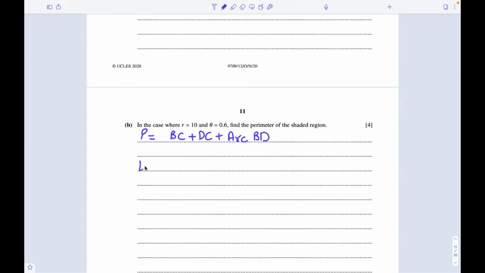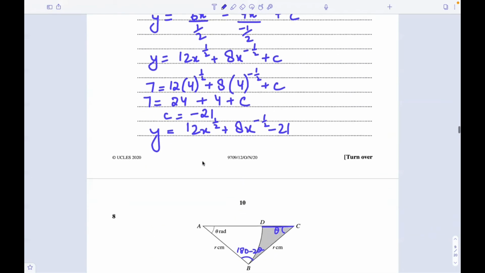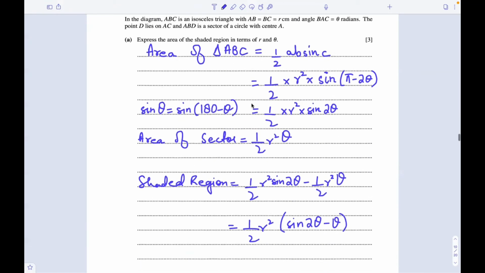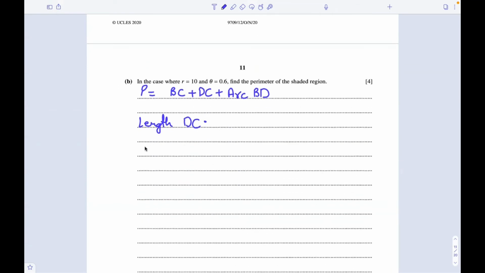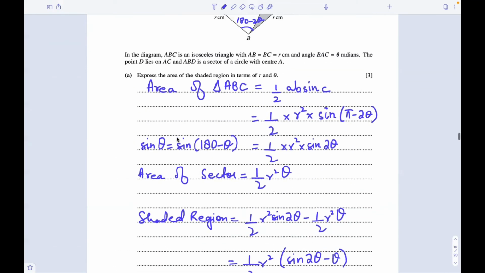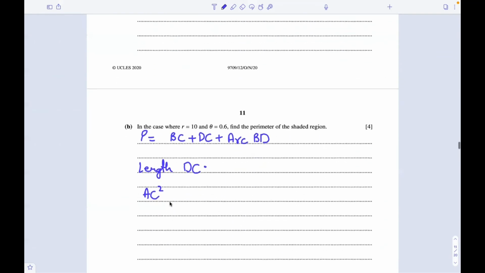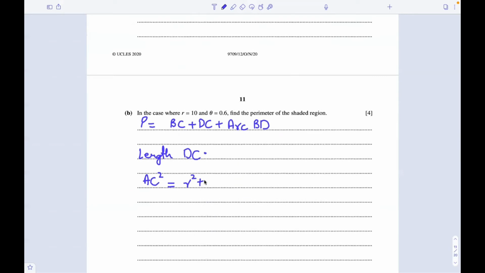Now to find the length of DC, if we find the total length of AC and subtract the length of AD, we will be able to find the length of DC. So the total length of AC we can find by using the cosine rule. So we can write AC square. Now as we have the two lengths and the angle between them, let's say this is C or AC. So we write AC square is equal to R square plus R square minus 2 times R cos of pi minus 2 theta.